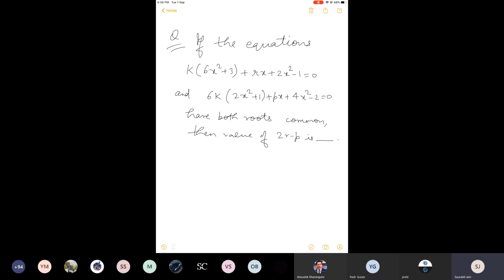Are you getting one? Sorry, sir. 0. Yeah, 0 is correct. 0 is the right answer. Yes, 0 is correct. So, can any one of you explain? Those who are giving 0, can anyone explain how you have done it? Any one of you?